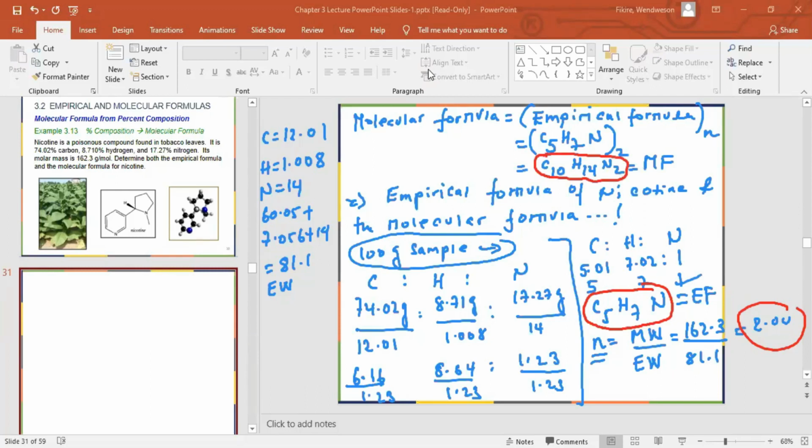All right. I have a similar question. If you have any question, you can ask me now, and then I'm going to give you a practice problem, a similar problem that you can practice how to calculate empirical and molecular formula. But before we move to the next one, if you have any question, you can ask me. But these are the steps to calculate the molecular formula.